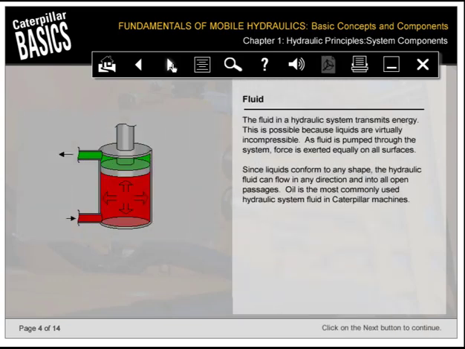The fluid in a hydraulic system transmits energy. This is possible because liquids are virtually incompressible. As fluid is pumped through the system, force is exerted equally on all surfaces. Since liquids conform to any shape, the hydraulic fluid can flow in any direction and into all open passages. Oil is the most commonly used hydraulic system fluid in Caterpillar machines.